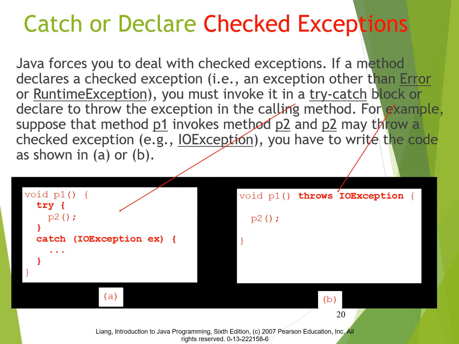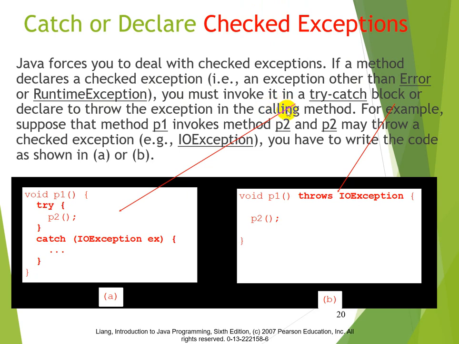Okay. Catch or declare checked exceptions. Checked exceptions: Java forces you to deal with the checked exception. If a method declares a checked exception, that is an exception other than the error and the runtime exceptions. As we have already discussed, only the error and the runtime exceptions are the unchecked exceptions. So the rest of all are the checked exceptions.